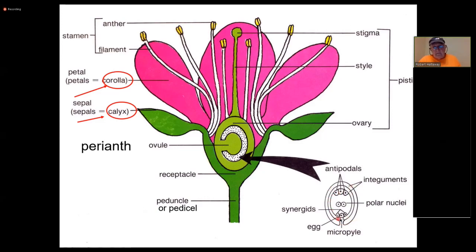But there's the egg inside that gets fertilized. These two polar nuclei get hit by the other sperm that's in the pollen tube, and we have double fertilization in angiosperms, something we don't have in conifers or gymnosperms. And that gives them an advantage.